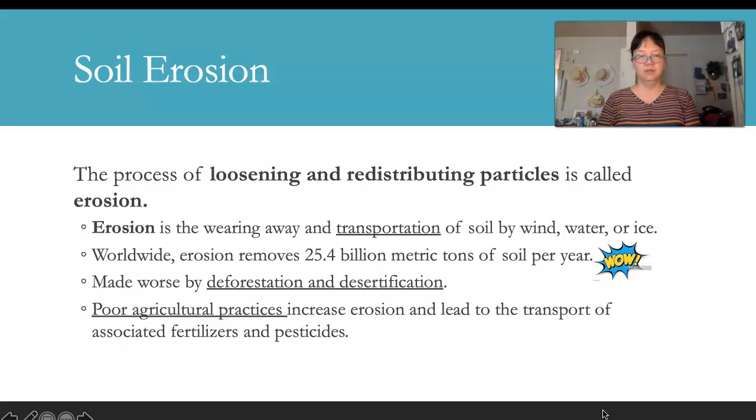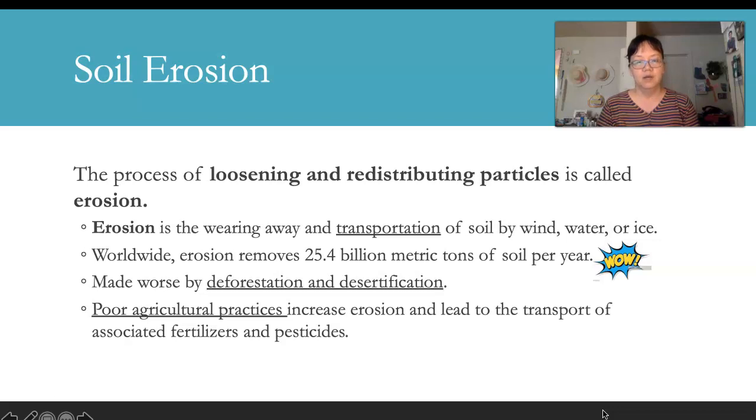So then, talking about the weathering, weathering is breaking big pieces of rock into small pieces. What is soil erosion? This is the transportation of soil we're talking about. The process of loosening and redistributing particles is called erosion. So erosion is wearing away and the transportation of soil by wind, water, or ice.